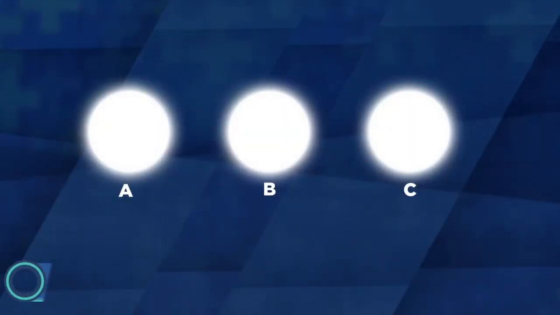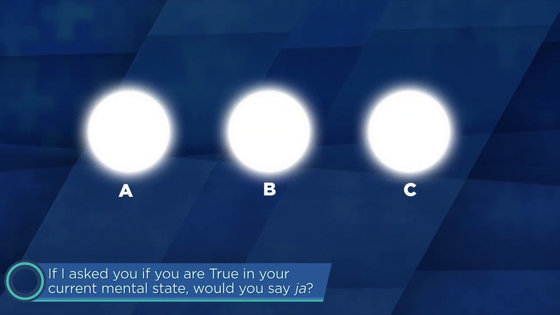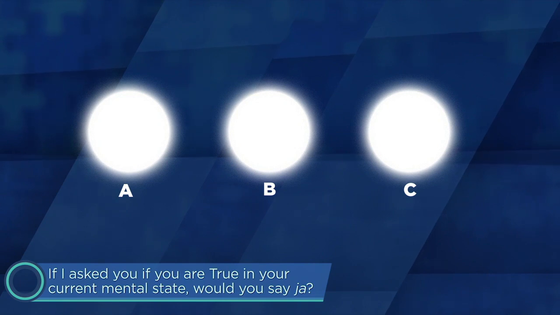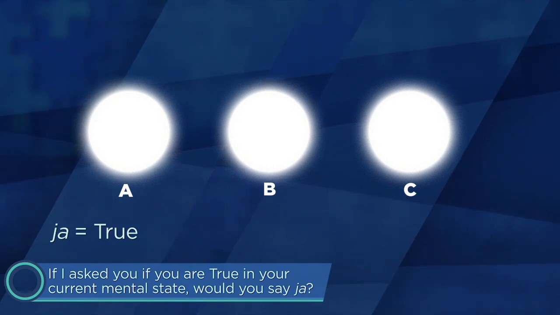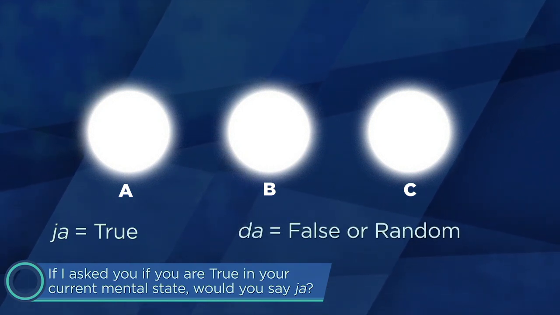This opens up the possibility of getting direct answers to direct questions even if we're talking to random. And Rayburn devised a way of doing just that. Their solution doesn't require wasting the first question on just finding one God who's definitely not random. Instead, they suggest asking God A, if I asked you if you are true in your current mental state, would you say ja? And it turns out that regardless of who you're speaking to, a reply of ja indicates he really is true, and a reply of da indicates that he's either false or random.